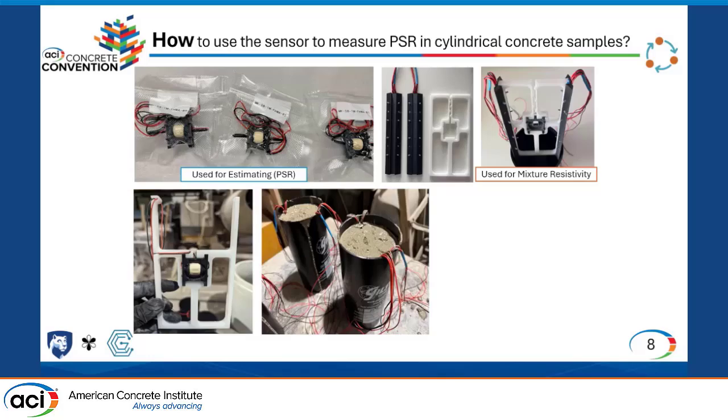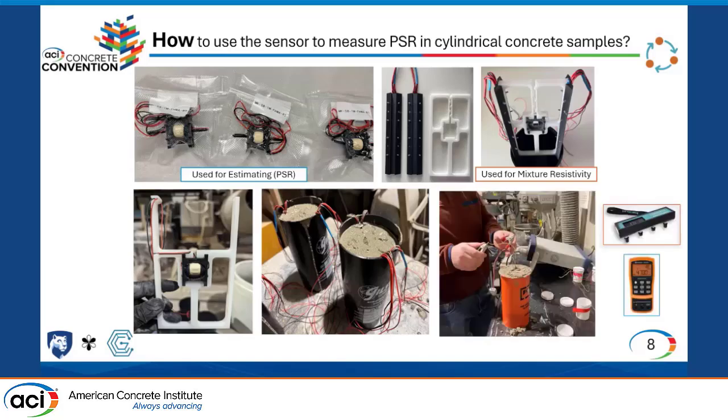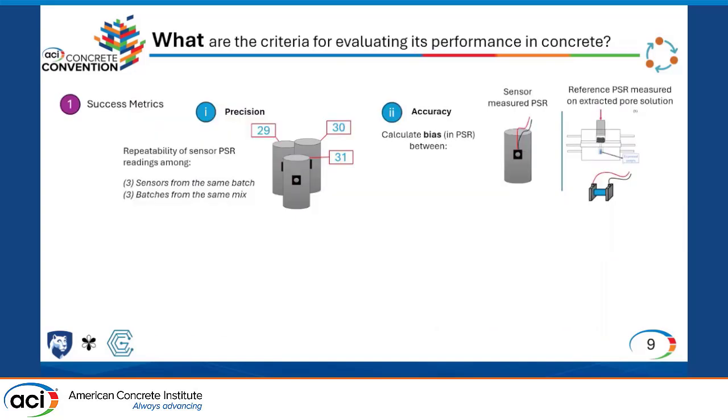Okay, so the sensor will be used to measure the pore solution resistivity, while the black frame will be used for measuring the mixture resistivity. We'll be able to directly derive the formation factor from that. You will need a Resipod to determine the mixture resistivity, and any LCR meter can be used to estimate the pore solution resistivity. So now we're ready to evaluate the sensor.